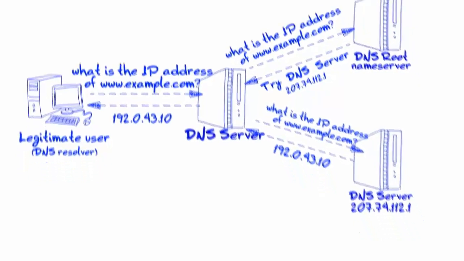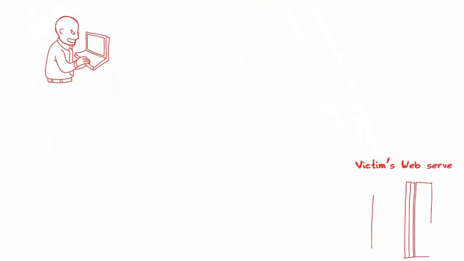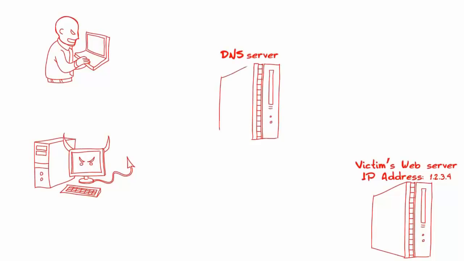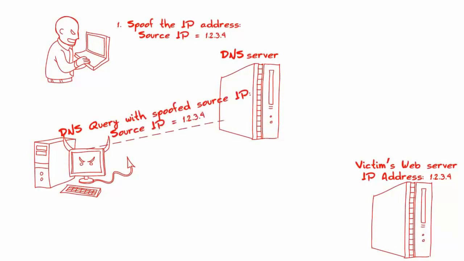www.example.com. In order to launch a DNS amplification attack, the attacker performs two malicious tasks. First, the attacker spoofs the IP address of the DNS resolver and replaces it with the victim's IP address. This will cause all DNS replies from the DNS servers to be sent to the victim servers.